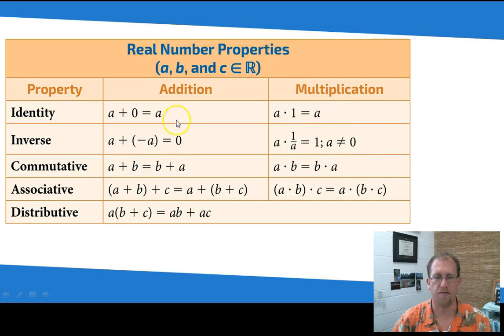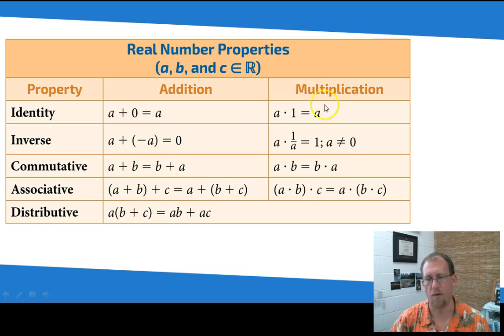The commutative property of addition, a plus b is the same as b plus a. Doesn't matter what order you put these things in. A times b is equal to b times a. Does not matter what order you put them in. The associative property of addition, a plus b, quantity plus c equals a plus the quantity b plus c. So it doesn't matter where you put parentheses. Grouping of addition does not matter.